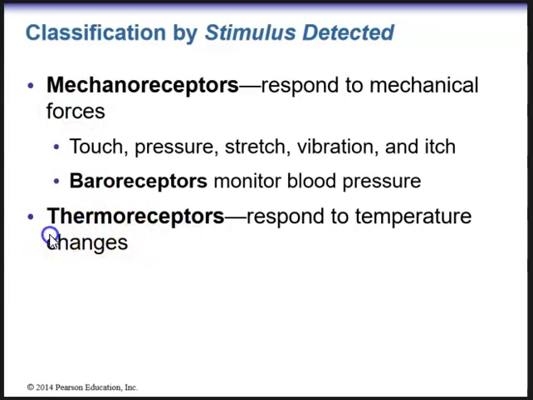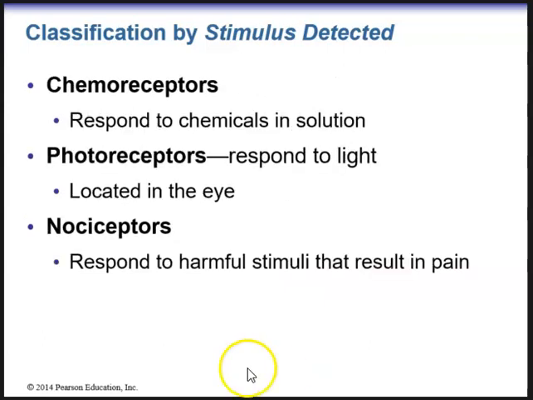thermoreceptors. Thermoreceptors, based on the name, respond to any temperature changes. We have chemoreceptors. So chemoreceptors respond to chemicals in a solution. Photoreceptors respond to light, and these are located in the eye. And then we have nociceptors. These respond to harmful stimuli that result in pain. Okay, so those are the classifications of our sensory receptors based on the stimulus that is detected.